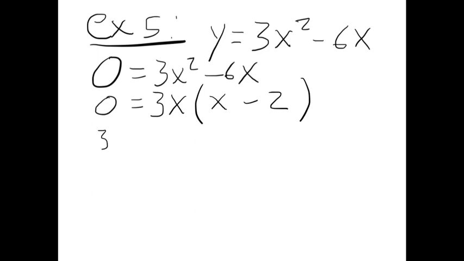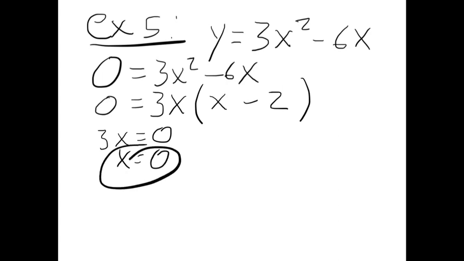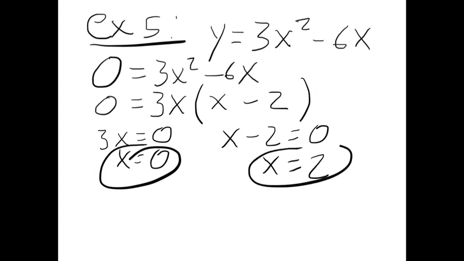Now I know that if 3x equals 0, then x equals 0, and that's one of the answers. But I should also be able to see that x minus 2 equals 0 means that I add 2 to both sides, and I get x equals 2 as the answer. So there are two answers to this, x equals 0 and x equals 2. Remember, you gotta have two answers.